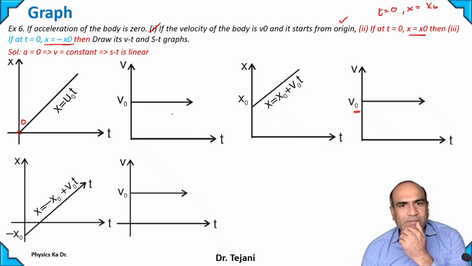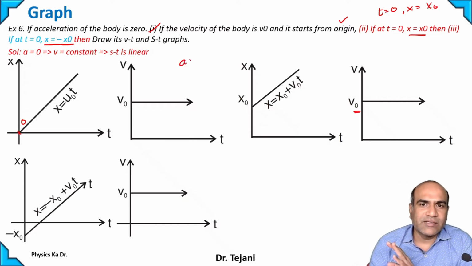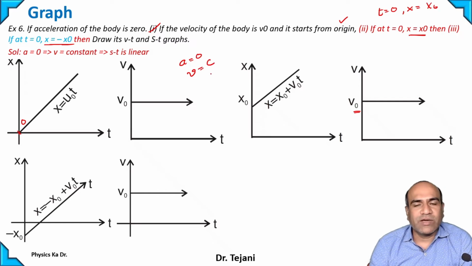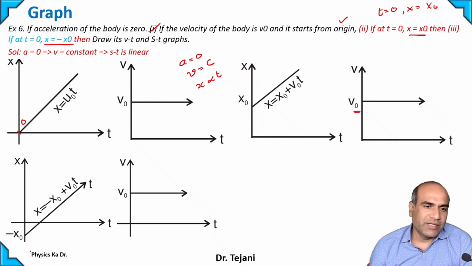Here in all the graphs, the first common thing is that acceleration is equal to 0. Velocity is constant. Right. And x is proportional to t.